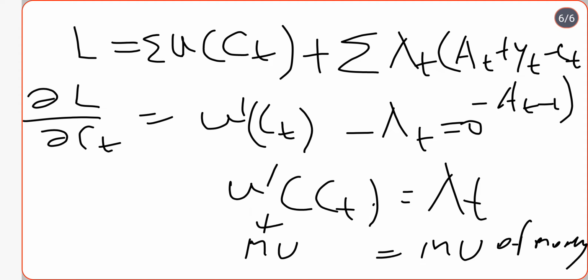So we may say that the marginal utility of consumption is equal to marginal utility of money in t period. Marginal utility of consumption in t period is equal to marginal utility of money in t period. Then we will do the derivative of the function with respect to ut.